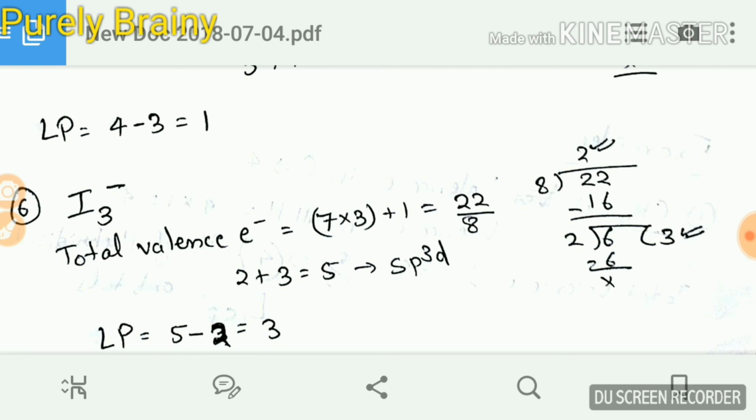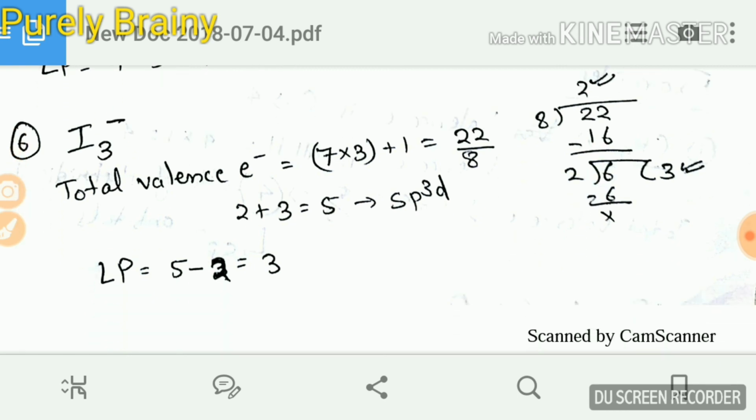Now to calculate the lone pair, in I3 minus, one iodine will act as the central atom while the 2 other iodines will act as surrounding atoms. So the number of surrounding atoms in I3 minus is 2. Therefore the lone pair is 5 minus 2 equals 3.